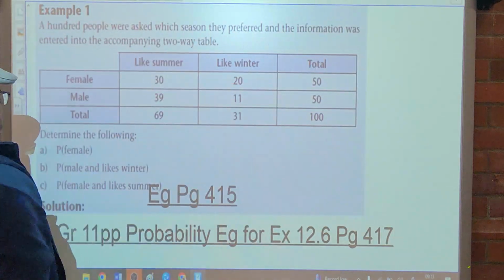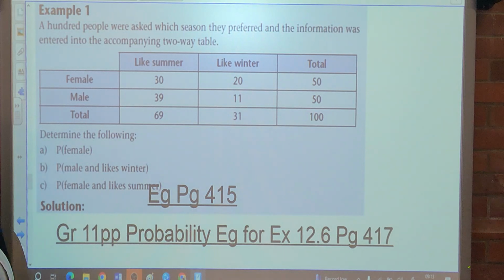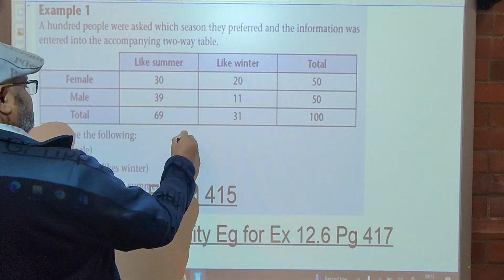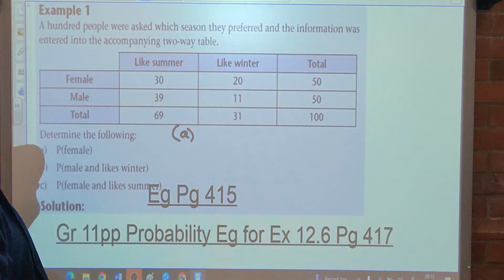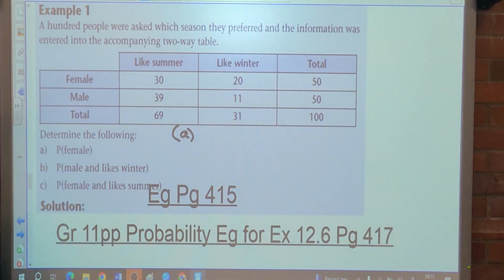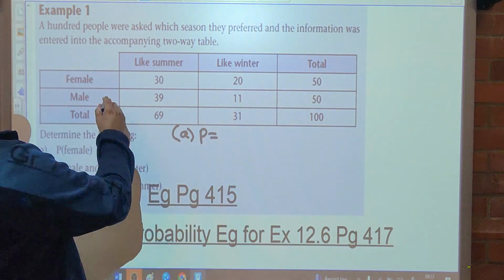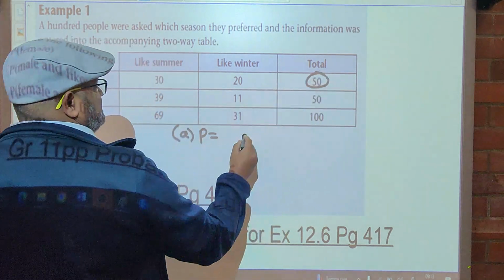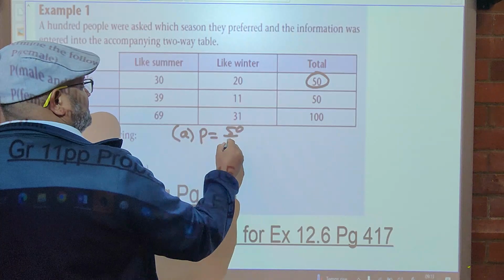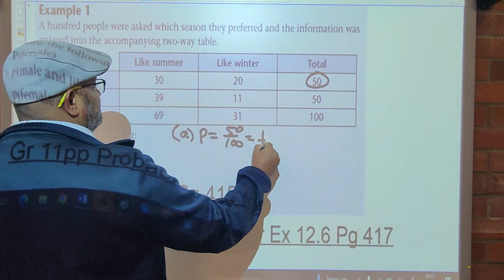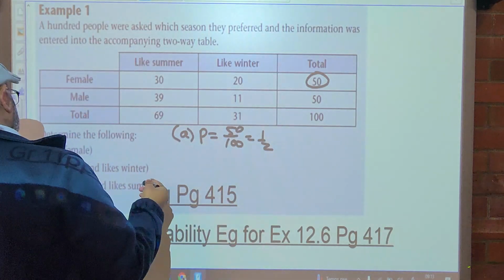Alright, so the first question says, determine the following. A, the probability of being female. If you're selecting a person at random from this group of 100 people, what's the probability of it being female? How many females are there? There are 50 females in total. So it's 50 over 100, which is? Oh, so it's 50-50. Wow.